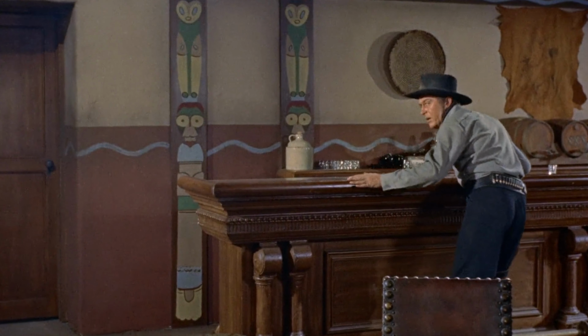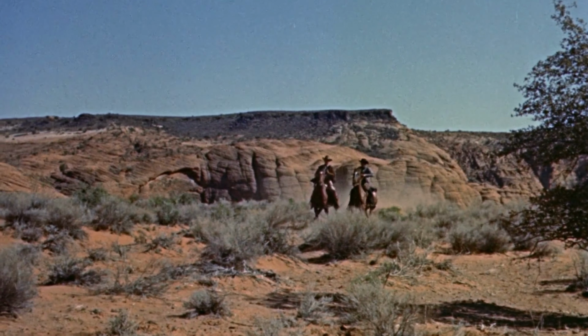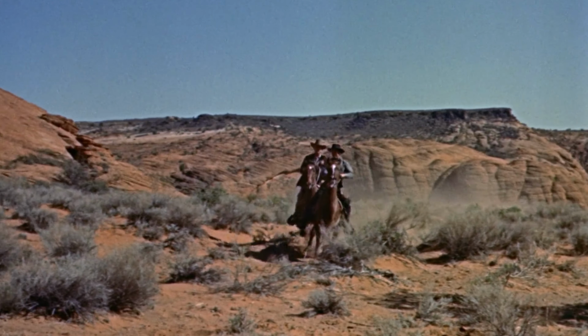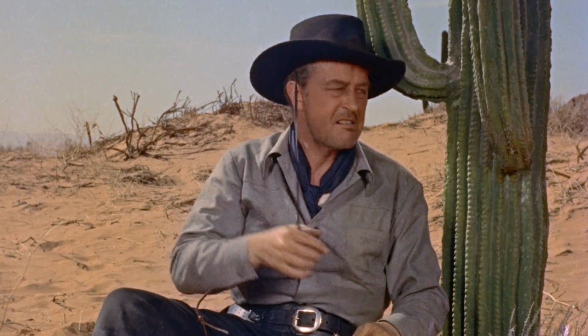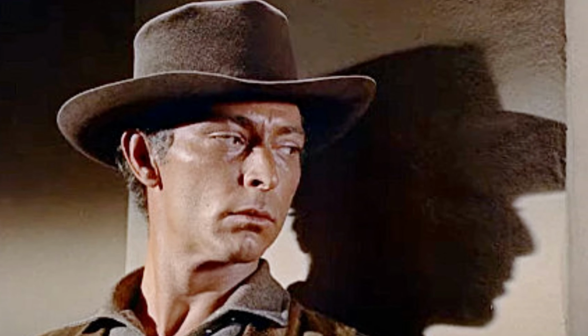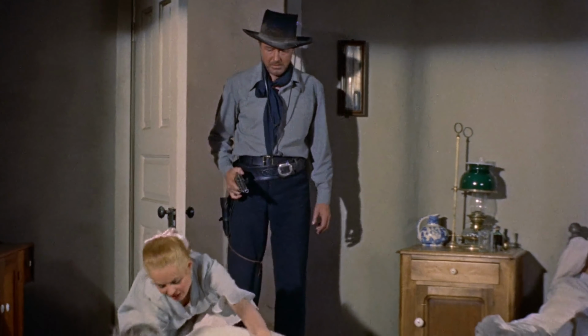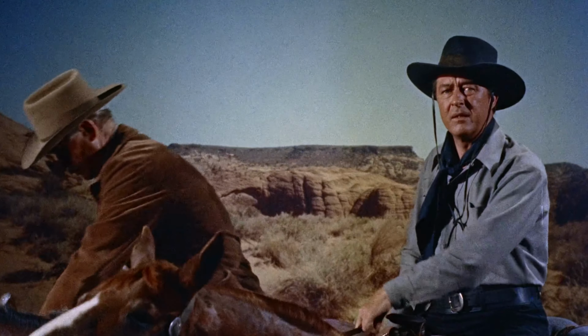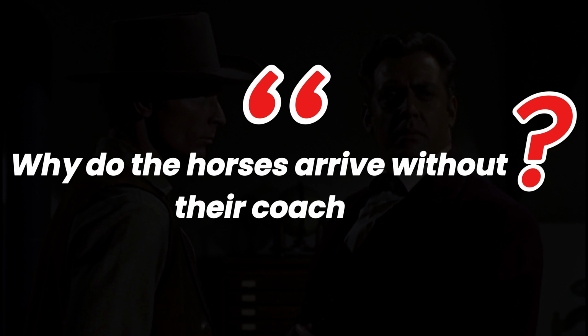Ray Milland, directing for the first time, deliberately choreographed each frame to tell the story visually. He used tracking shots of scattered luggage, a forgotten doll, and the empty desert to hint at both tragedy and innocence lost. Even the way the sun beats down on Wes recalls hot summer afternoons of childhood, when you ran barefoot through dusty streets. Why do the horses arrive without their coach?